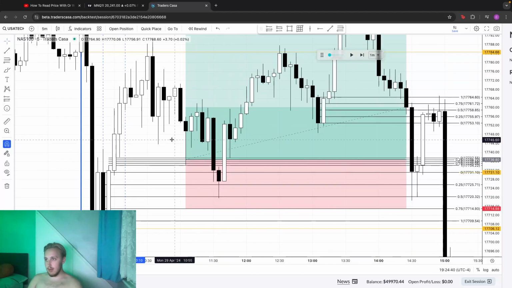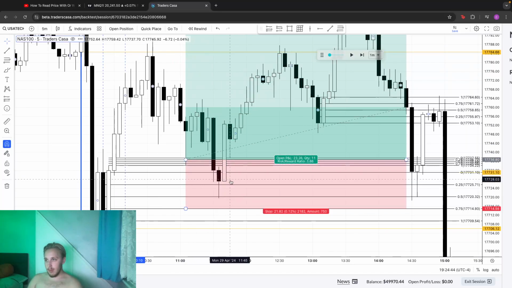So as you can see, it does get tapped. We come down, we tap that. Price goes straight into profit. We then come back down. We tap the upper quadrant and 50%.